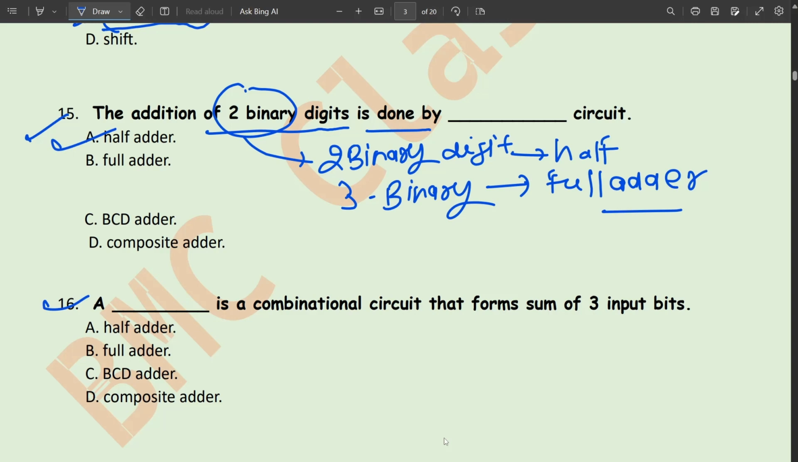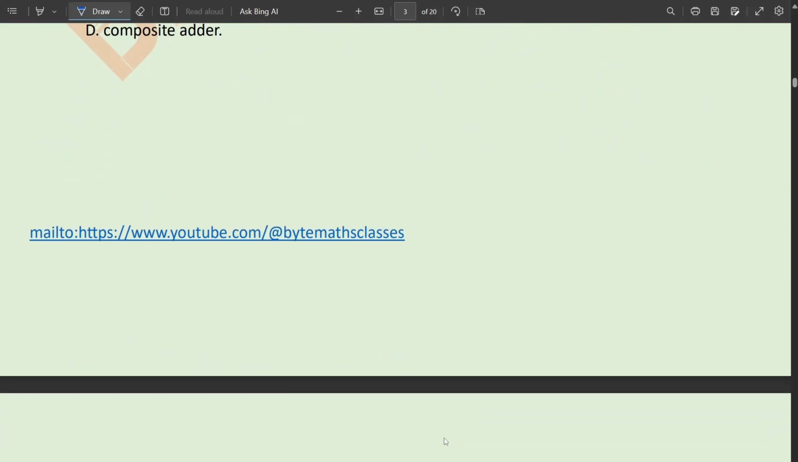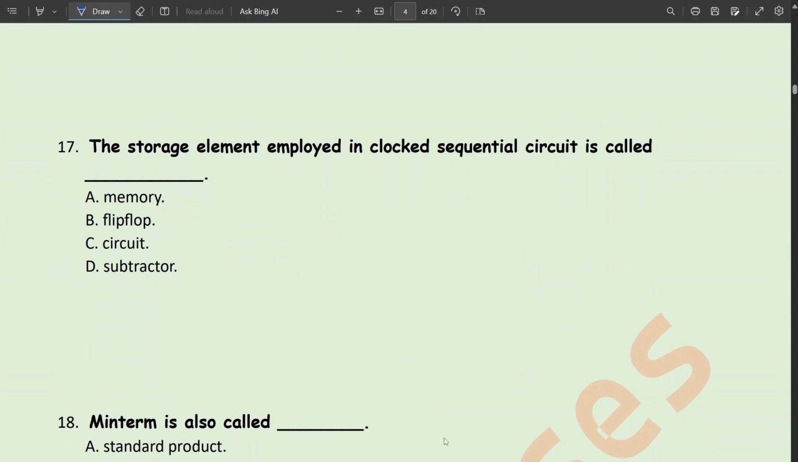Next question. A full adder is a combinational circuit that forms the sum of three inputs. The answer will be full adder. Option B is correct. Next, the storage element employed in a clocked sequential circuit is called flip-flop. Option B is correct.